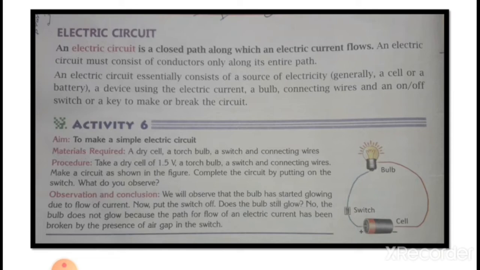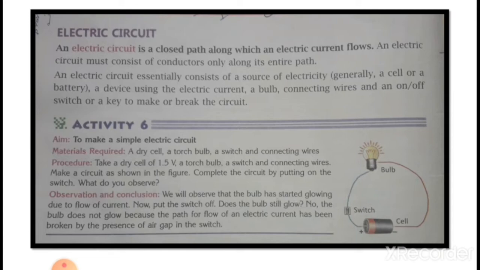An electric circuit must consist of conductors only along its entire path. An electric circuit essentially consists of a source of electricity, generally a cell or a battery, a device using the electric current, a bulb, connecting wires, and an on or off switch or a key to make or break the circuit.